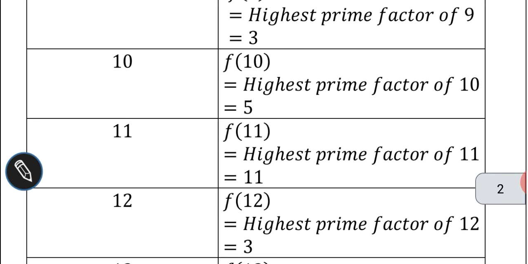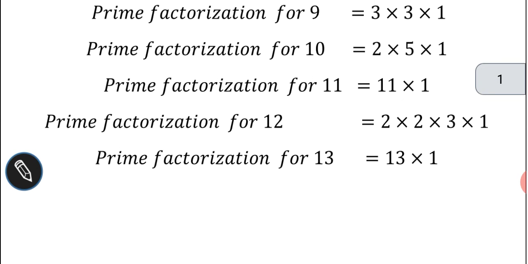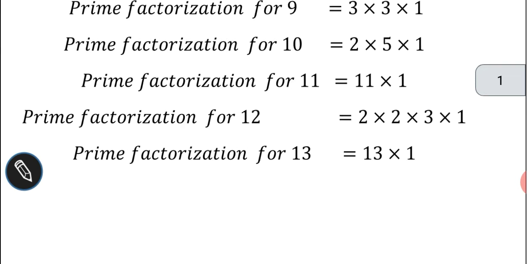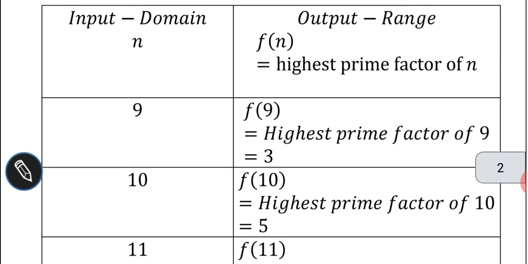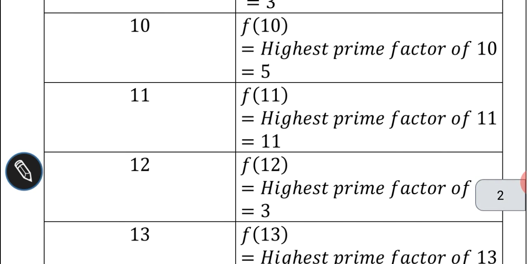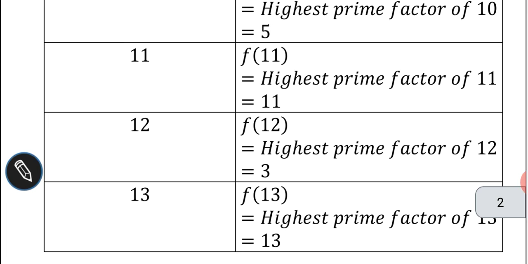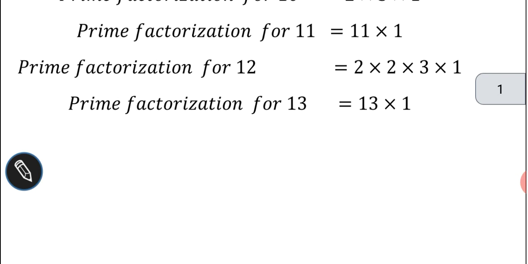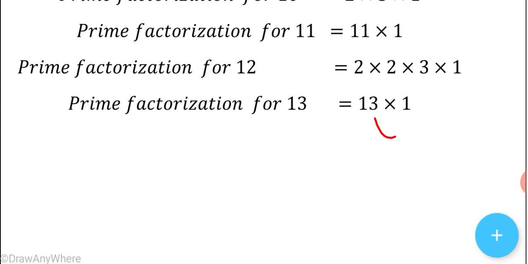Next element is 12, so f(12) equals the highest prime factor of 12. For 12 we have 2, 2, 3, 1. Among these 3 is highest, so the highest prime factor for 12 is 3. For 13, the highest prime factor of 13 is 13, because 13 and 1 are the factors of 13, so 13 is the highest.